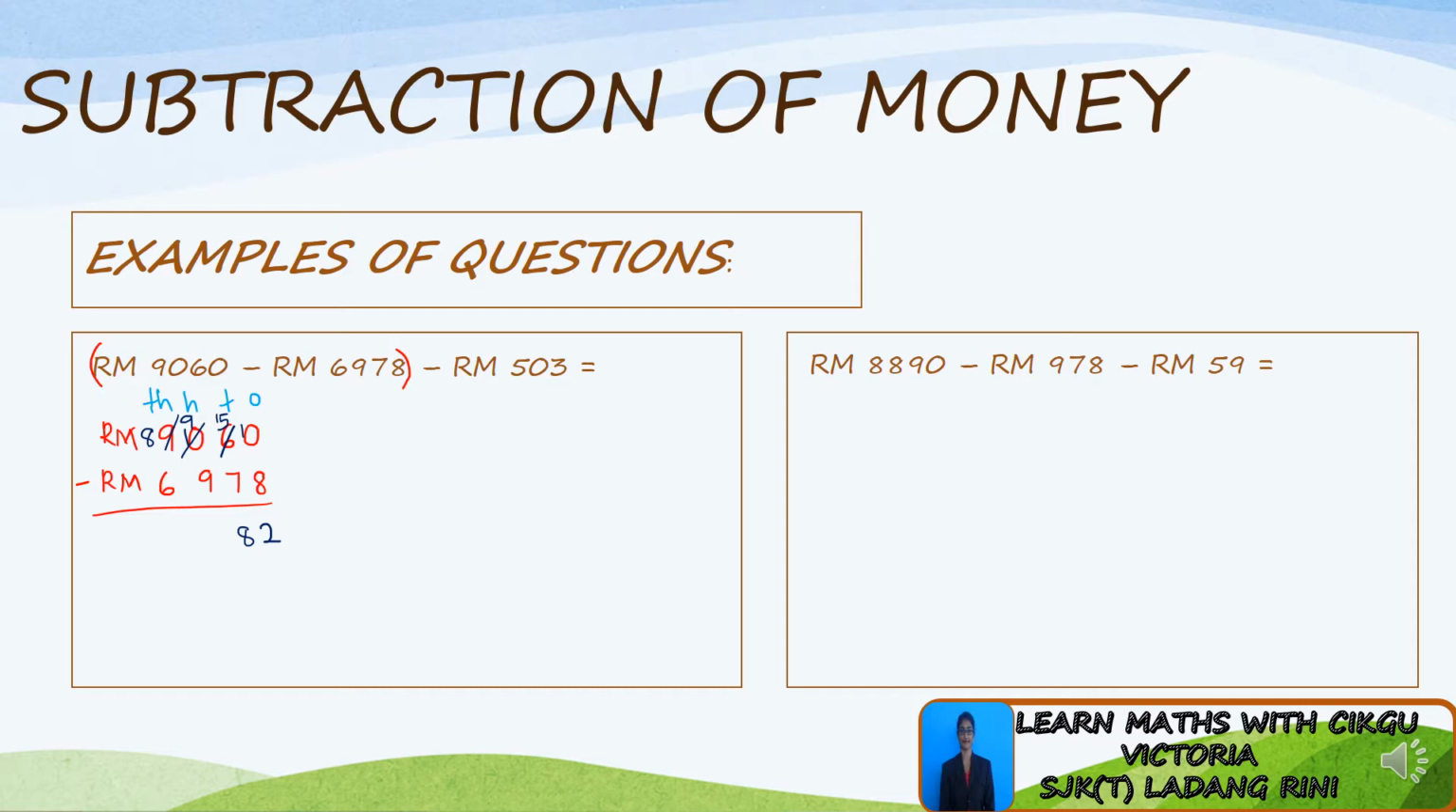9 minus 9 is 0. 8 minus 6 is 2. So your answer will be 2082 ringgit.